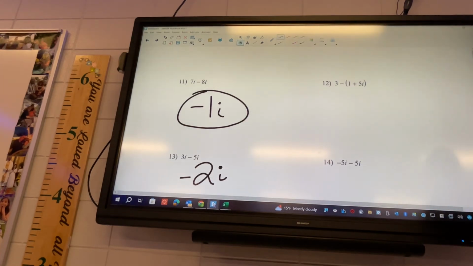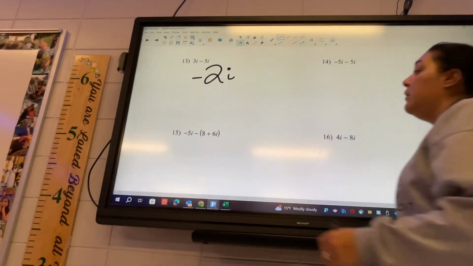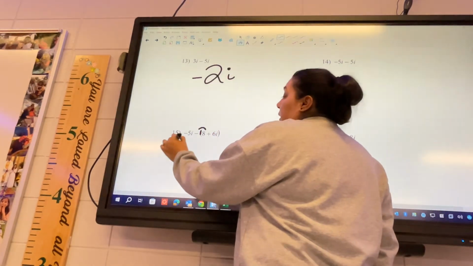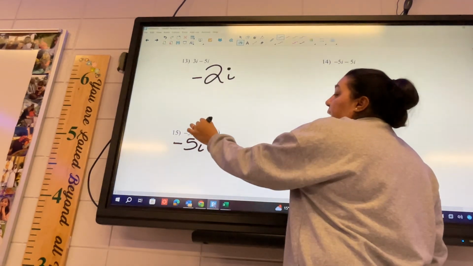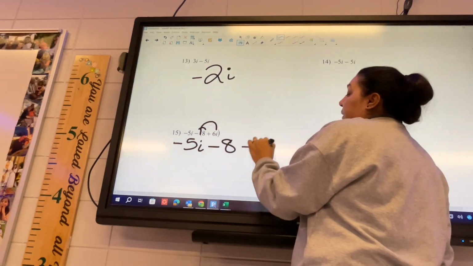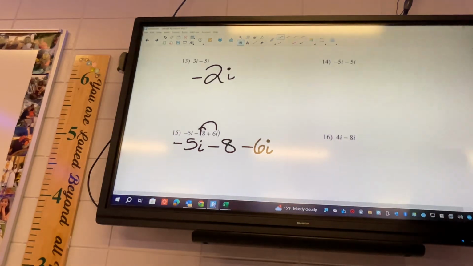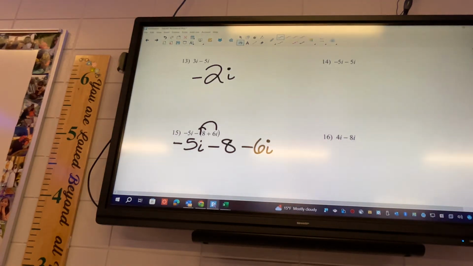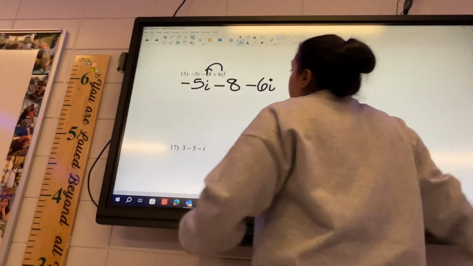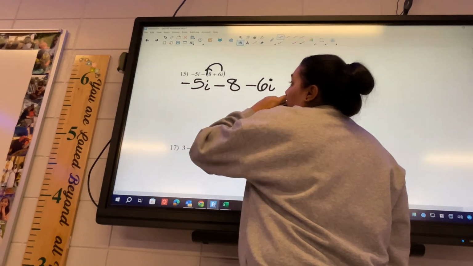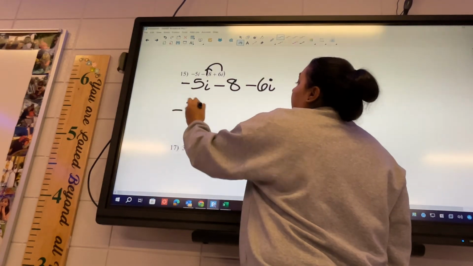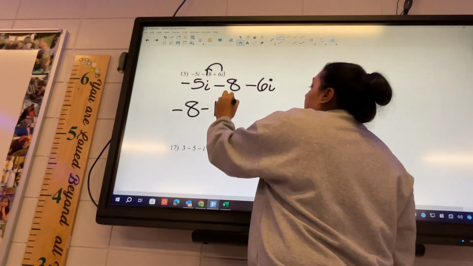Okay, 15, we have to do the parentheses first. So it's going to look like negative 5I. Negative 1 times 8 is negative 8. Negative 1 times 6I is going to be negative 6I. Okay, who can get put together? 5 and 6. What is that? Yep, so it's going to look like, who has to go first? Negative 8 minus 11I.